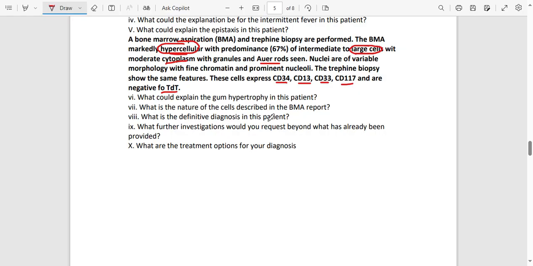So our doc gave us a definitive diagnosis. One thing that you use... We said it is acute myeloid leukemia. How did we tell specifically? These Auer rods and this CD34, CD13, CD33, CD117? These are specific to the condition.